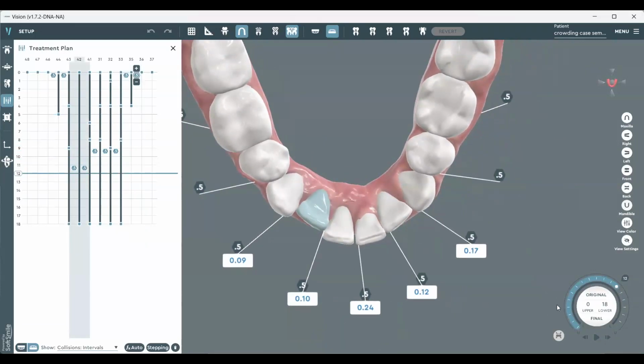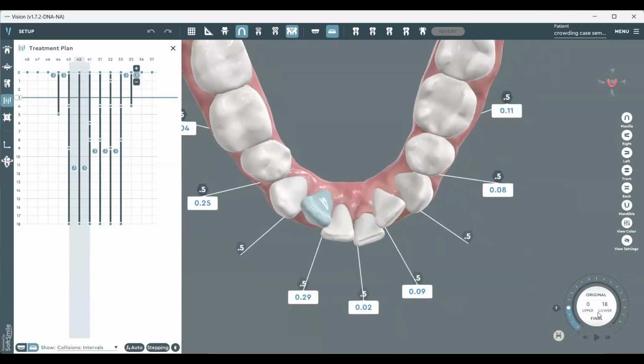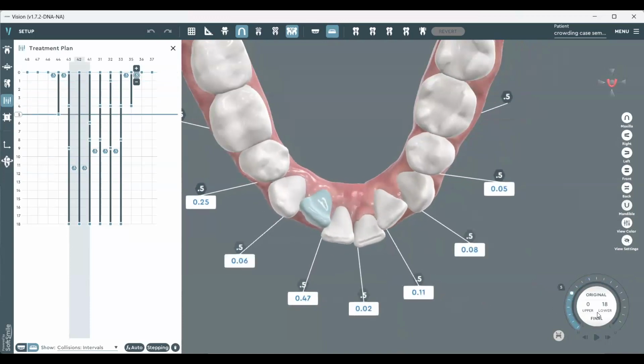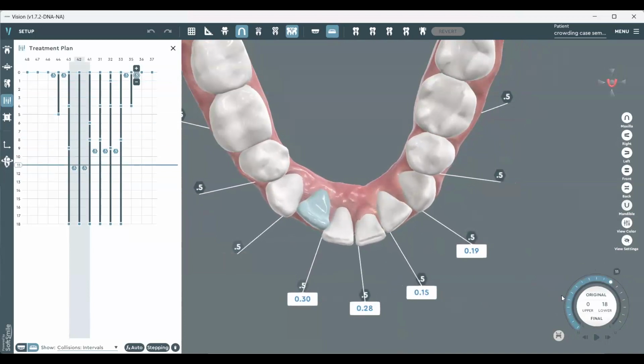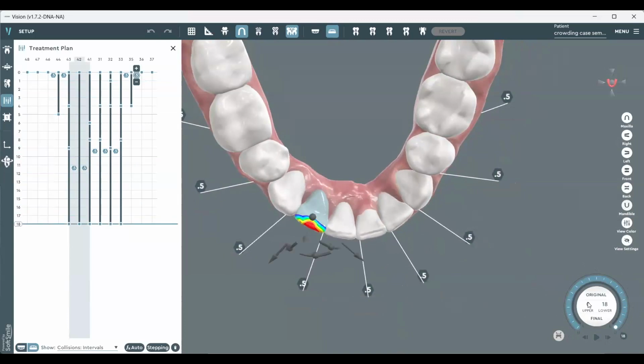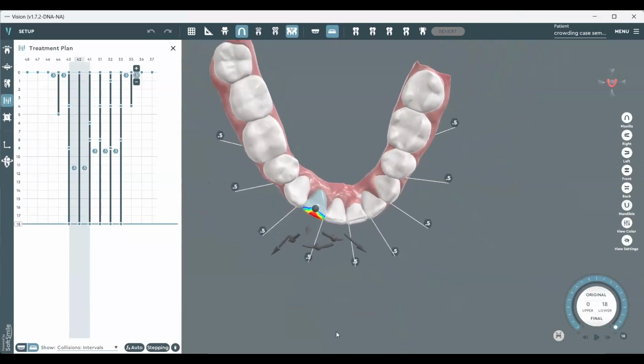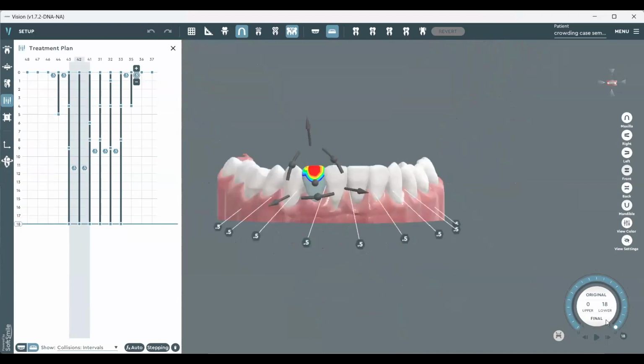We open spaces and we solve this crowding by doing expansion, IPR, open spaces, and then retraction to finish with the correct alignment. This is the final position, and you can see that. Now we are going to stop sharing, and you can continue sharing, Rosa. Thank you so much.